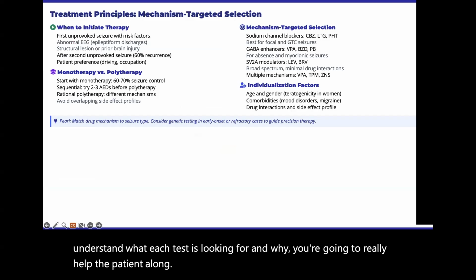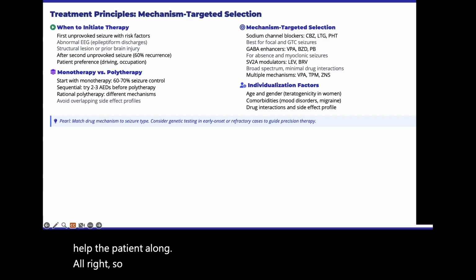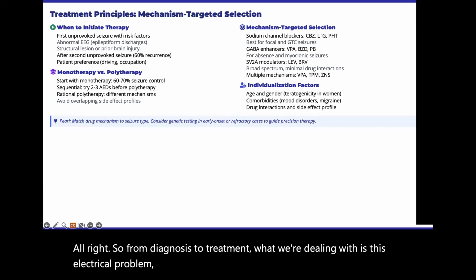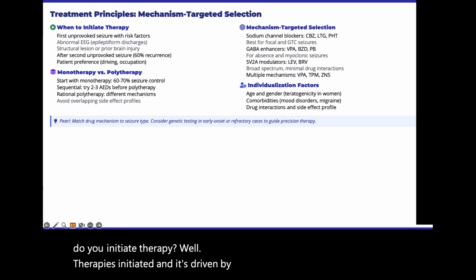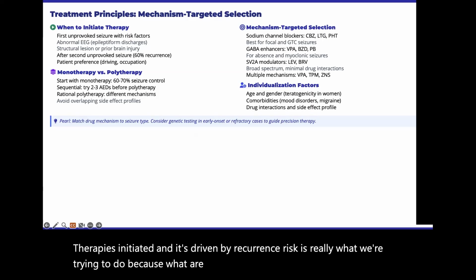All right, so from diagnosis to treatment, what we're dealing with is this electrical problem. Each medication has a means of stabilizing. So when do you initiate therapy? Well, therapy is driven by recurrence risk, is really what we're trying to do. Because what are we treating? We're trying to prevent the next one from happening.